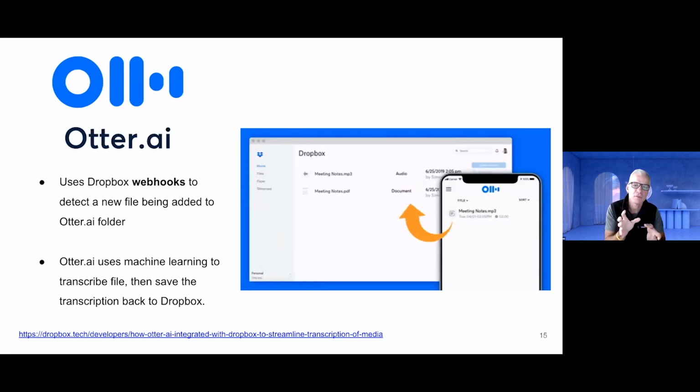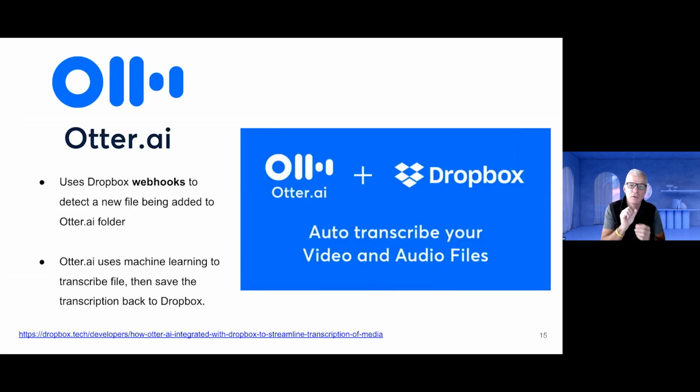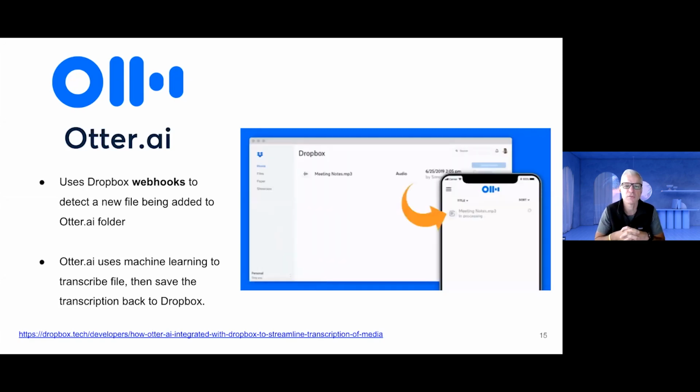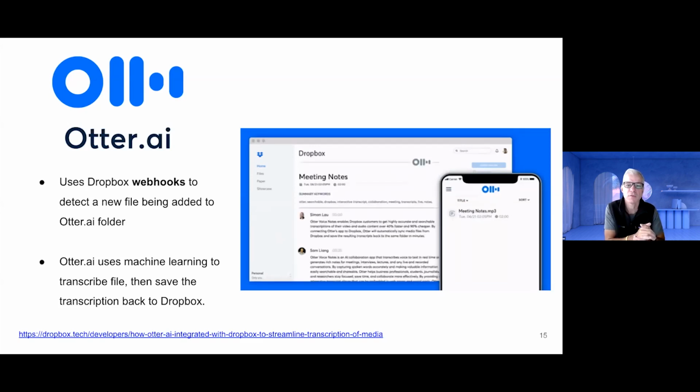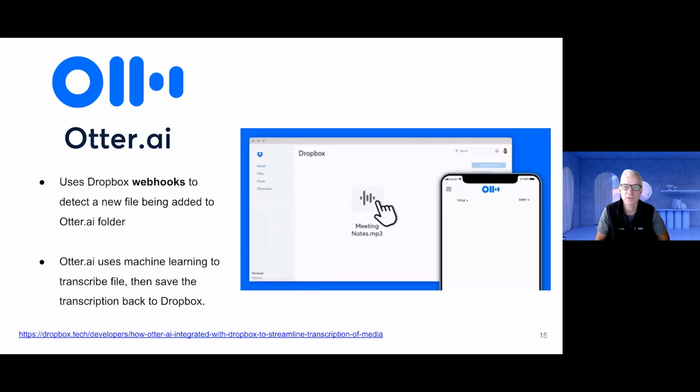if your audio lives in Dropbox and you have it connected with OrderAI, Order gets that audio from Dropbox, runs it through their machine learning and speech-to-text technology, creates a text transcript of that file, and uploads it back to Dropbox. And we have a blog article about it. Super nice. We're going to send you the links later.